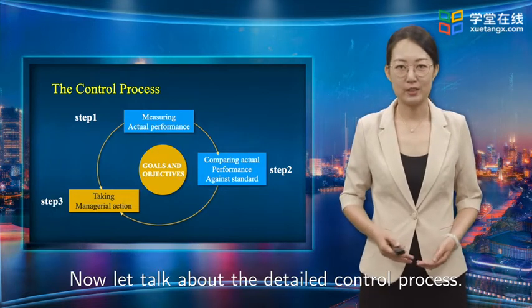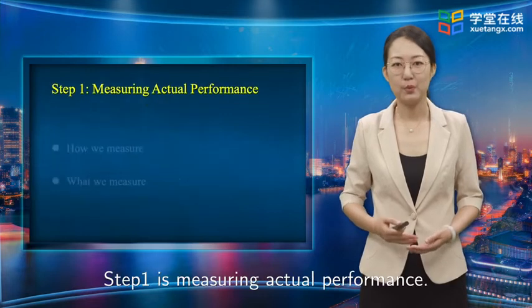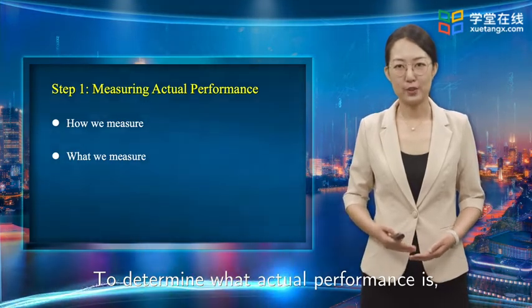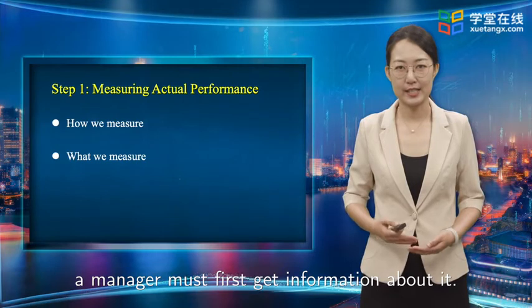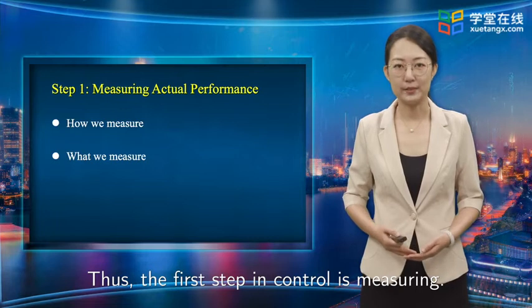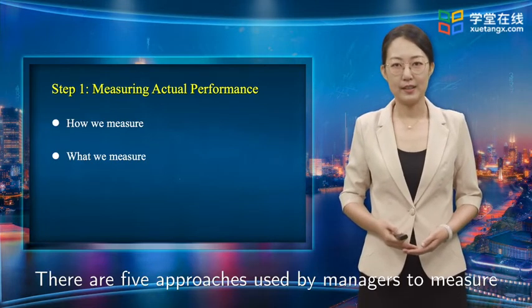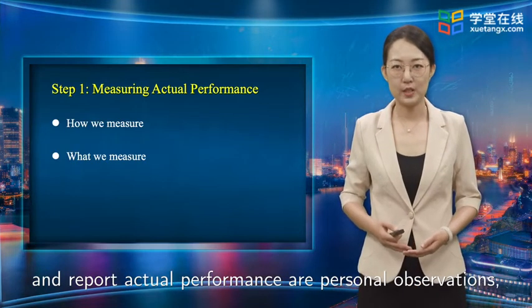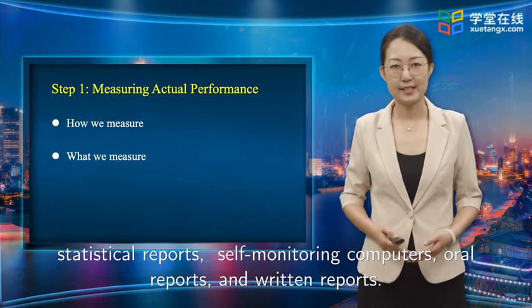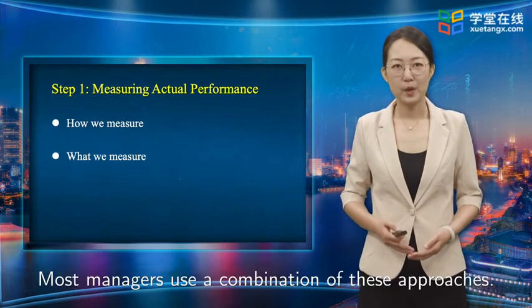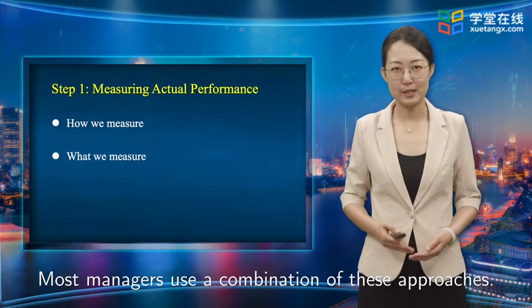Now, let's talk about the detailed control process. Step 1 is measuring actual performance. To determine what actual performance is, a manager must first get information about it. Thus, the first step in control is measuring. So, how do we measure? There are 5 approaches used by managers to measure and report actual performance: personal observations, statistical reports, self-monitoring computers, oral reports, and written reports.